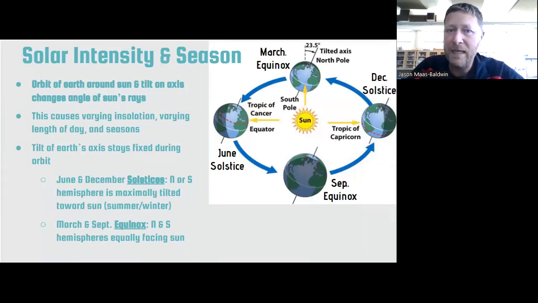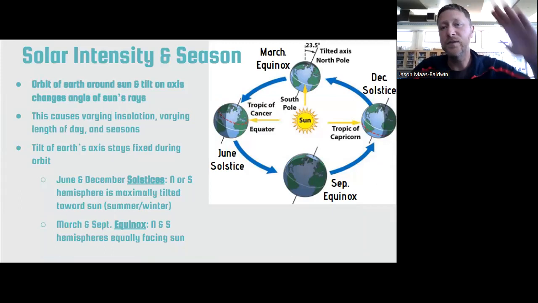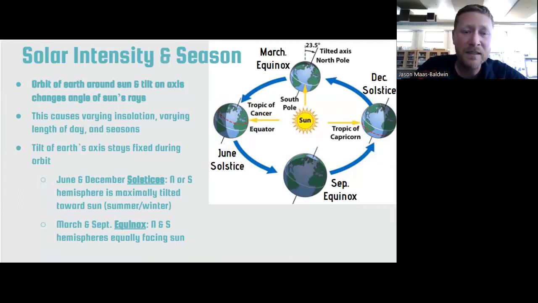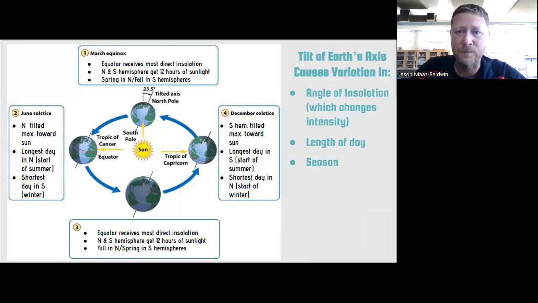You should be able to look at a diagram like this, as we've done, and interpret what season it is. Remember, it's the tilt of the Earth on its axis that causes the seasons. And when the northern hemisphere is pointing towards the sun, it's summer in the northern hemisphere and winter in the southern hemisphere, and vice versa is true.